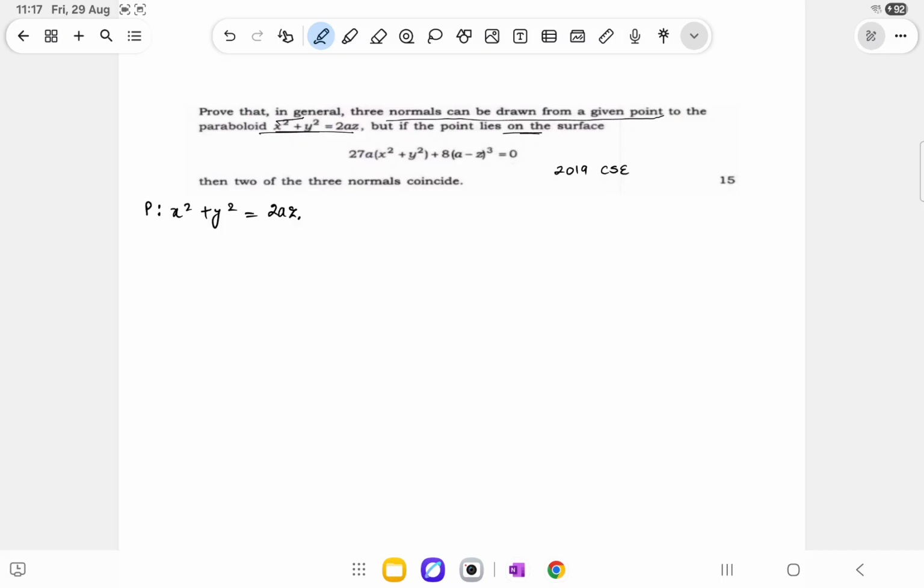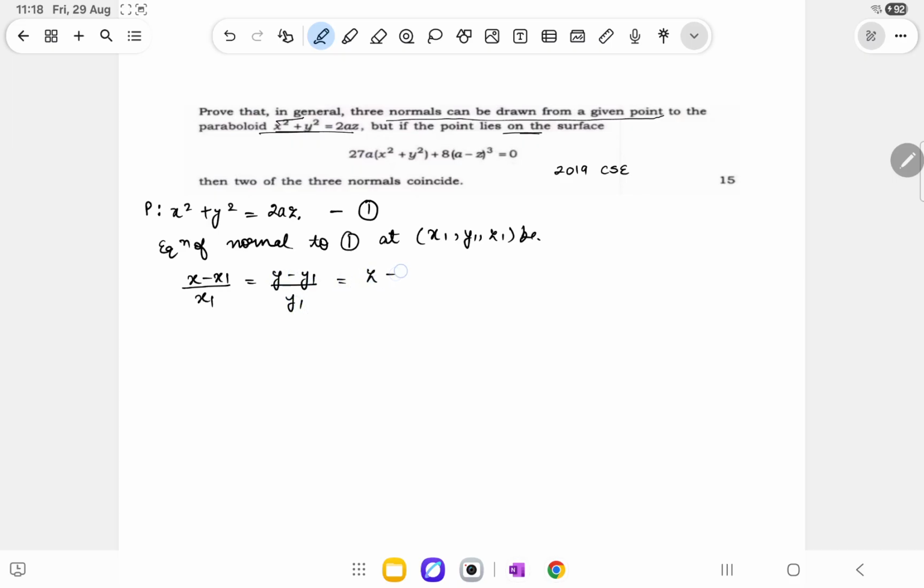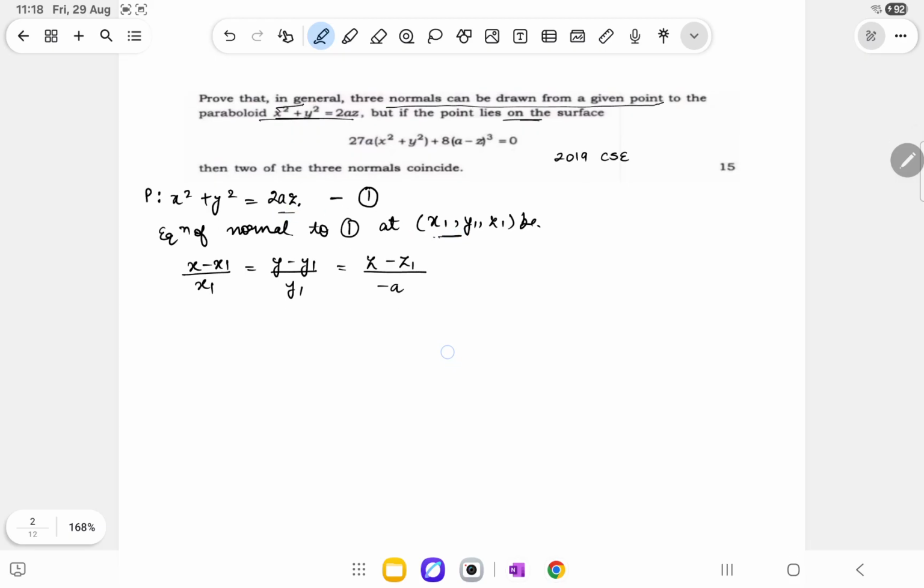So let us do that. This is the equation of paraboloid. Let us name it as 1. The equation of normal to paraboloid 1 at any arbitrary point, let's say (x1, y1, z1), is (x minus x1) upon x1 is equal to (y minus y1) upon y1 equals (z minus z1) upon minus a. This will be the equation of the normal at this point to the given paraboloid.